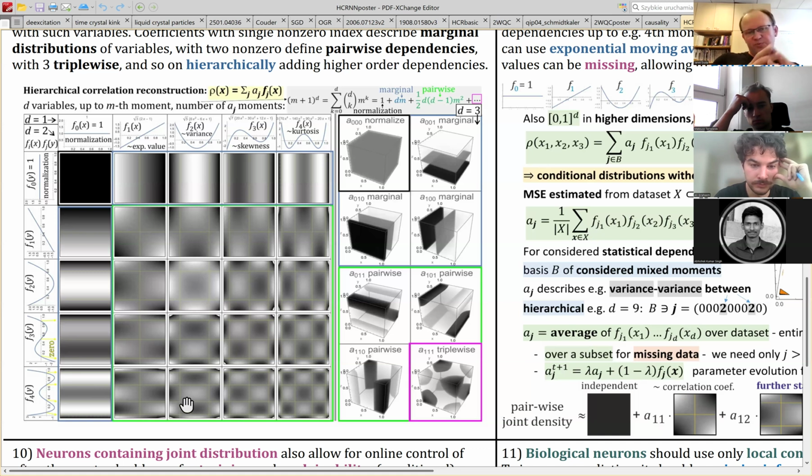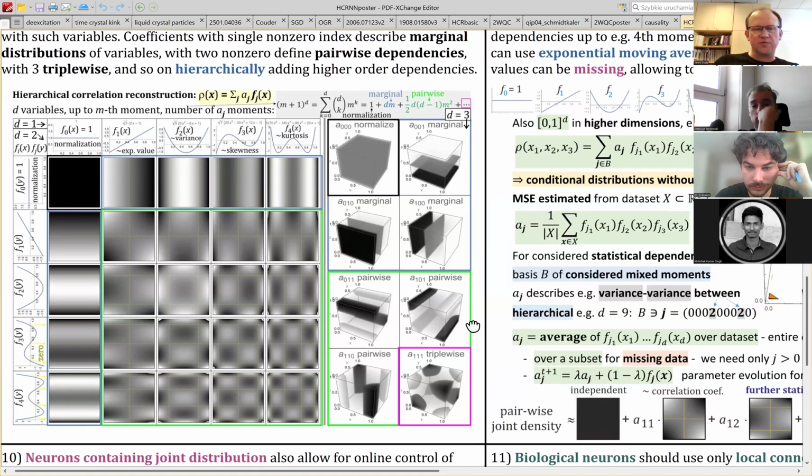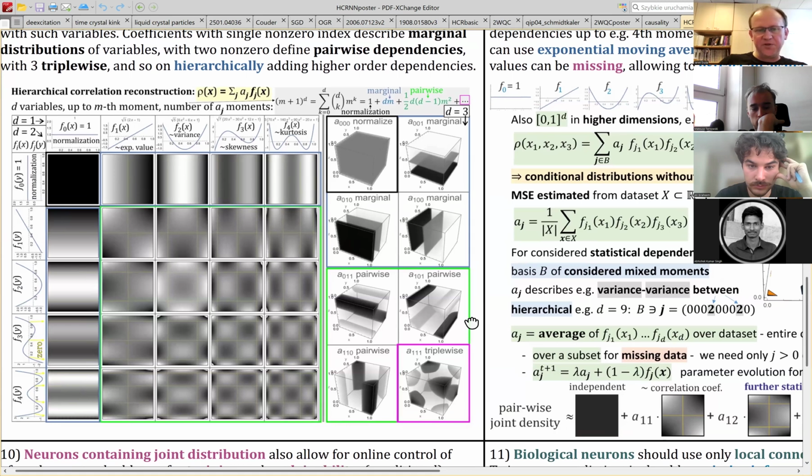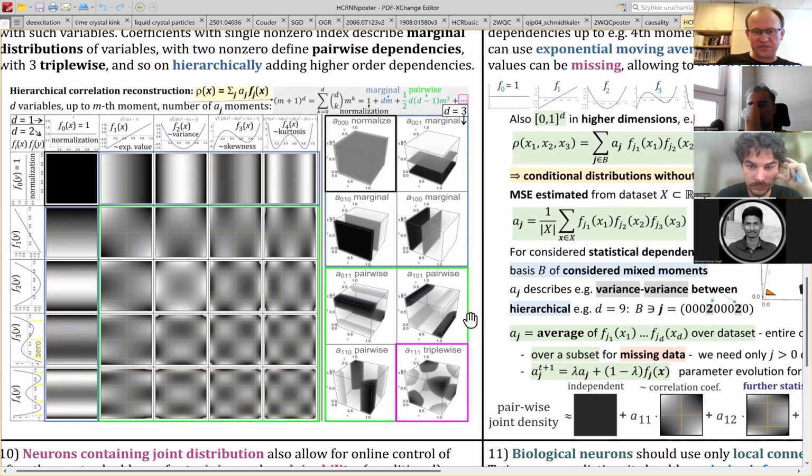then the dependencies literally, and then we can go to three variables. So we get normalization, a marginal distribution of the three variables, then pairwise distributions, then triplewise distribution. Yes, so now depending not on two but all three variables. If two are large, then third is large or small. So we get literally this hierarchical decomposition into moments of increasing number of variables. So we still have good interpretability of these parameters that are just moments.